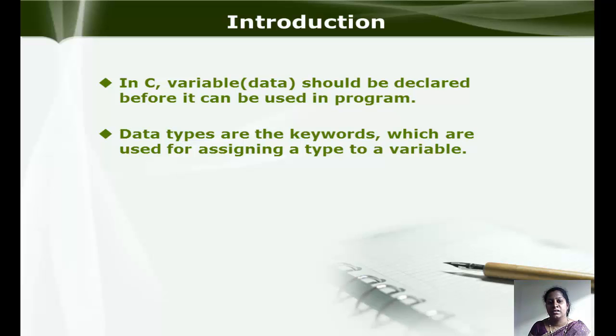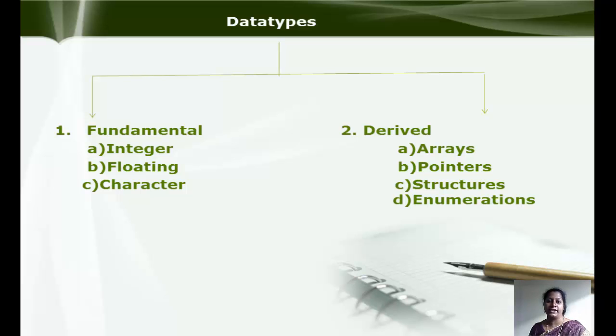Data types in C. Any variable or data should be declared before you use it in a program. These data types are keywords which are used for assigning a type to a variable. We shall now look at the different types of data types. They are fundamentally classified into two types. One is a fundamental data type and the other is a derived data type.